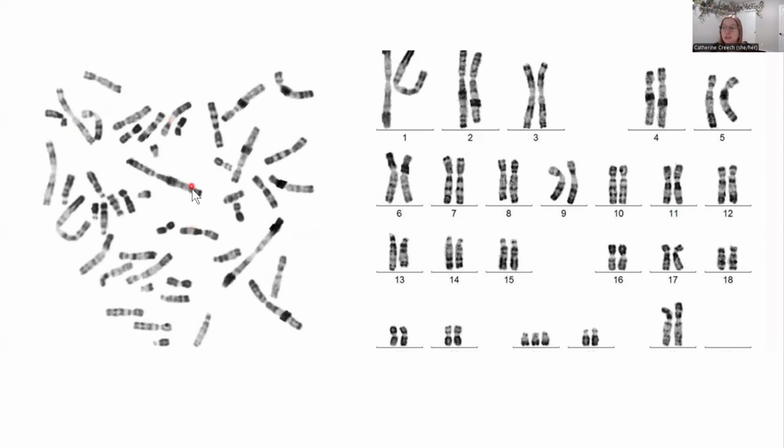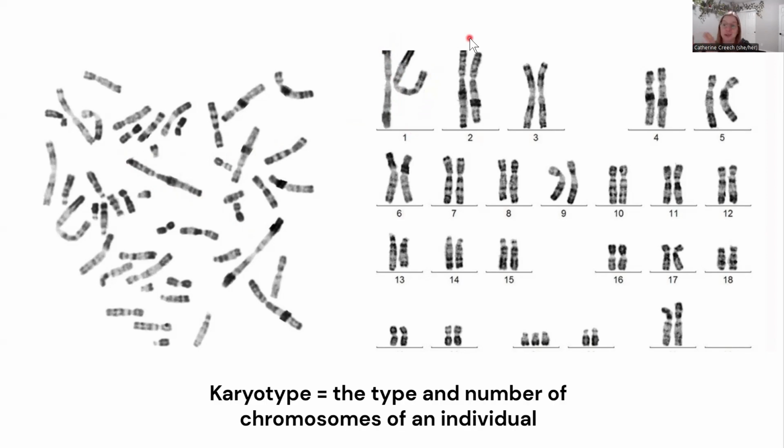So what scientists do is they take a picture of this, and then they cut out the chromosomes, and they line them up based on their length and their size. And that's how we figure out someone's karyotype. So a karyotype is the number and types of chromosomes you have. You get 23 from your mom and 23 from your dad. So in total, you have 46 chromosomes.